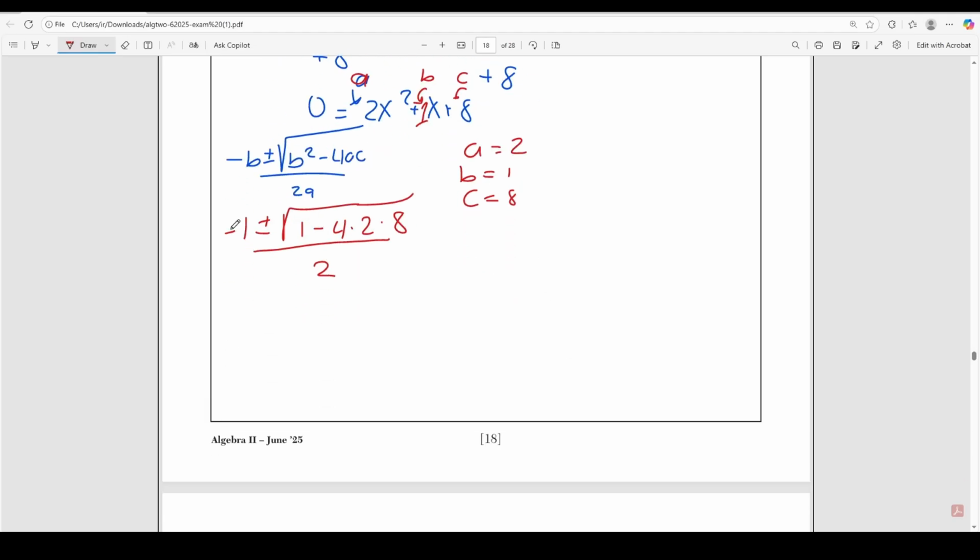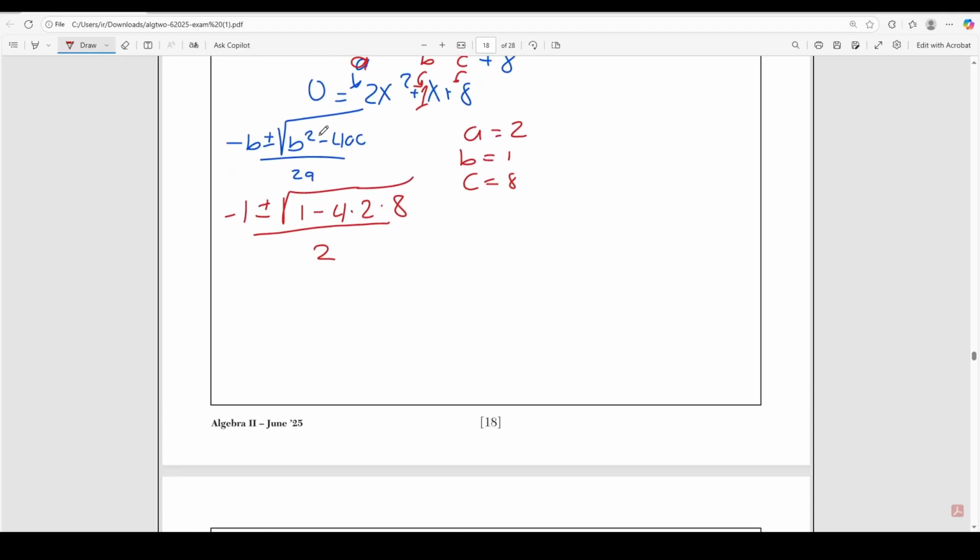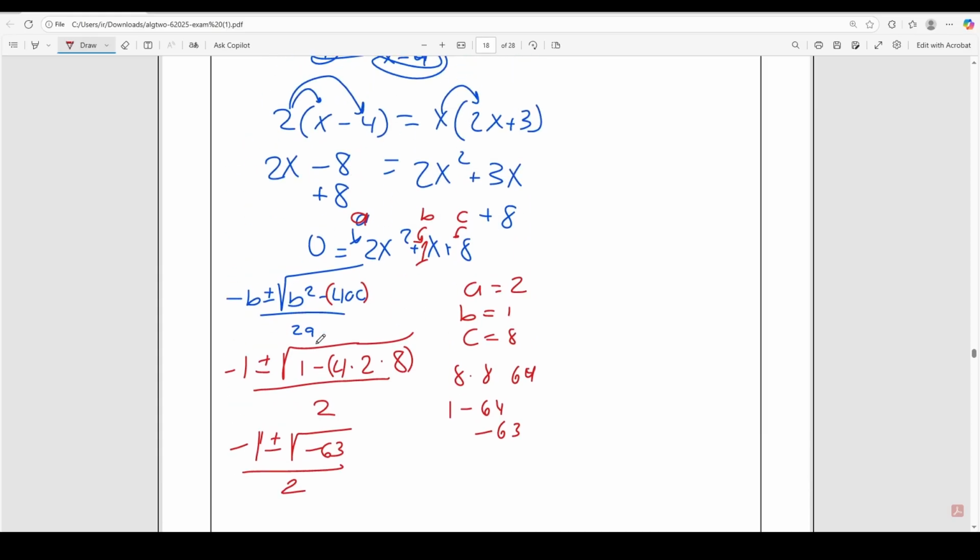So from here, we can then go ahead and simplify this. The way I like to look at this 4ac, I like to put parentheses around it, just so I don't get confused with the subtraction sign. So 4 times 2 is 8, and 8 times 8 is 64, okay? And then 1 minus 64 is equal to negative 63, okay? So now this is negative 1 plus or minus the square root of negative 63 divided by 4, guys. Why? Because remember, a is 2. 2a is 2 times 2, which is going to be 4 down here.